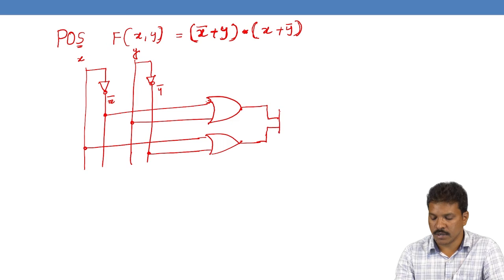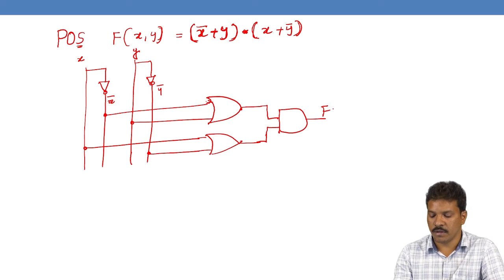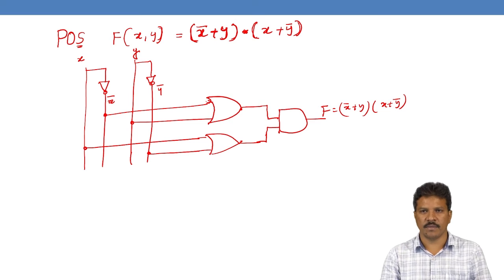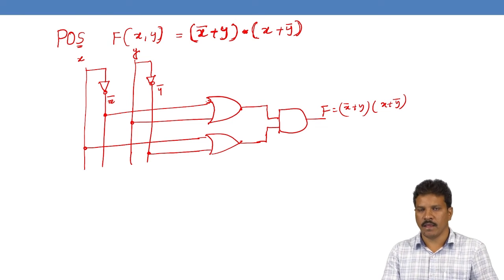AND operation. We'll get output F. F is equal to x bar plus y into x plus y bar. That is the representation of POS form.